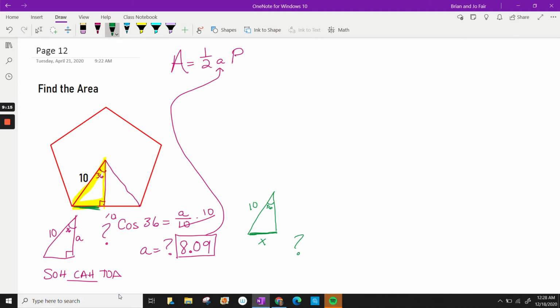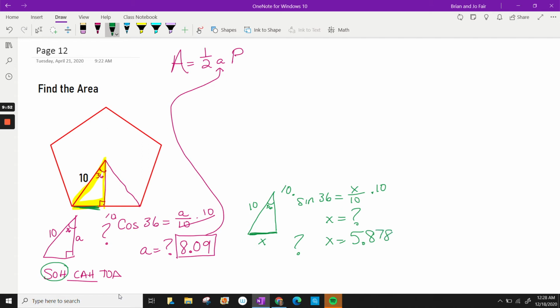Hopefully you said sine, opposite, and hypotenuse. So I'm going to say sine of 36 is equal to the opposite, which is x, over the hypotenuse. So again, just multiplying both sides by 10. What do you get for your x value? You should have gotten x to equal 5.878. Again, I'm leaving lots of decimal places here.